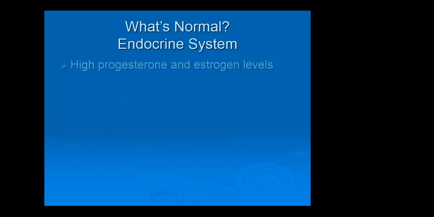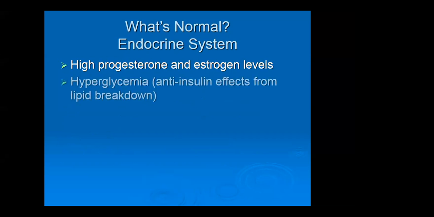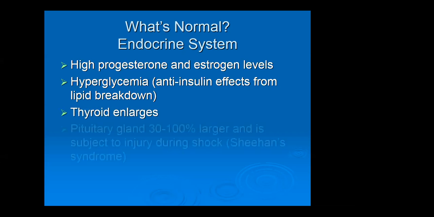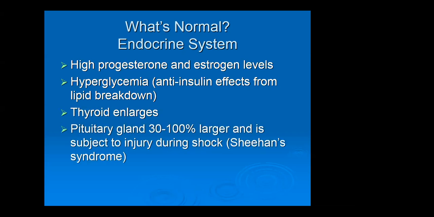From the perspective of the endocrine system, they have high progesterone and estrogen levels, so we're going to see an increase in hormones there. Going to have a state usually of hyperglycemia. The thyroid is going to enlarge, and the pituitary gland is going to be anywhere from 30 to 100% larger, which makes it subject to injury during shock, also known as Sheehan syndrome.